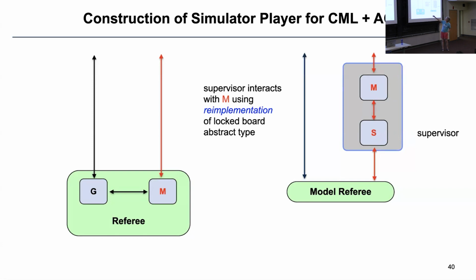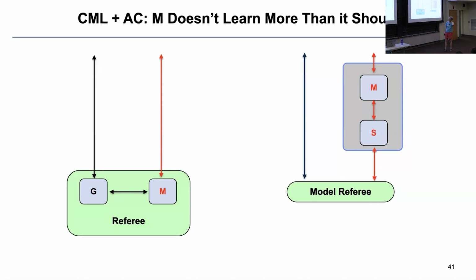So M thinks it's interacting with the very same, well, with G and using the very same abstract data type that it was down here, except we're re-implementing it. And it turns out we have to re-implement it for a couple of reasons. So, whoops, am I going the right direction? Right, so the first part of this is I want to try to explain why M doesn't learn more than it should be able to.